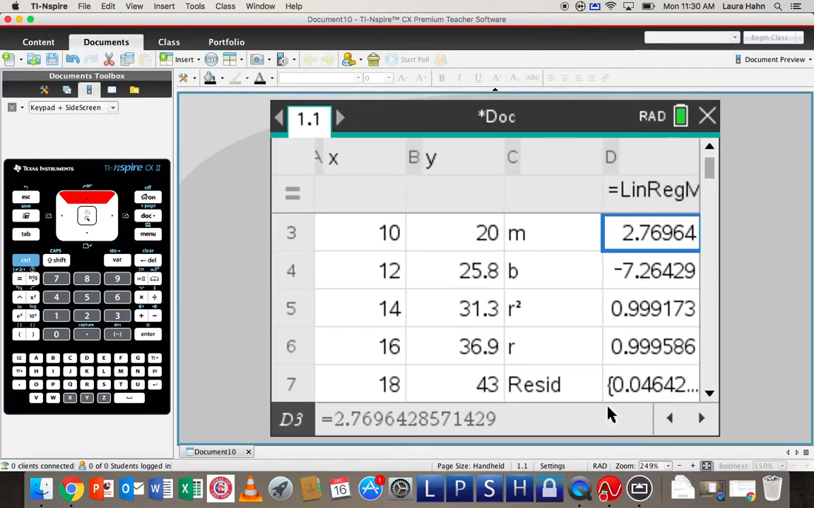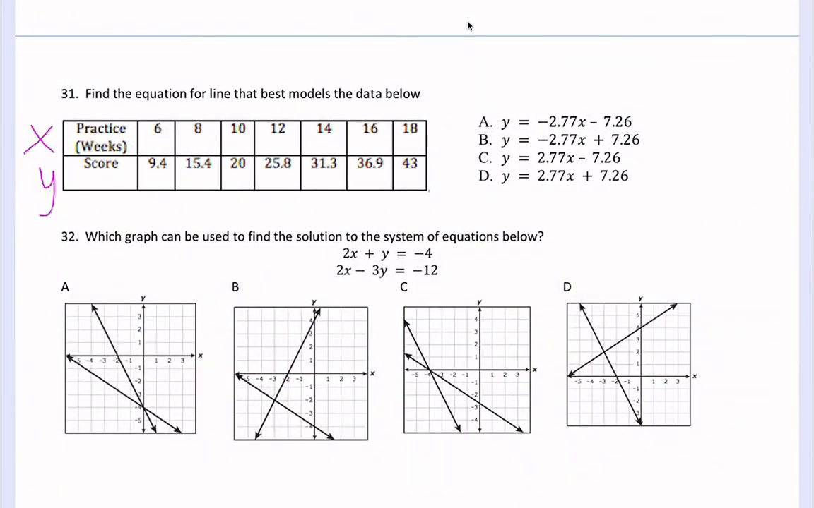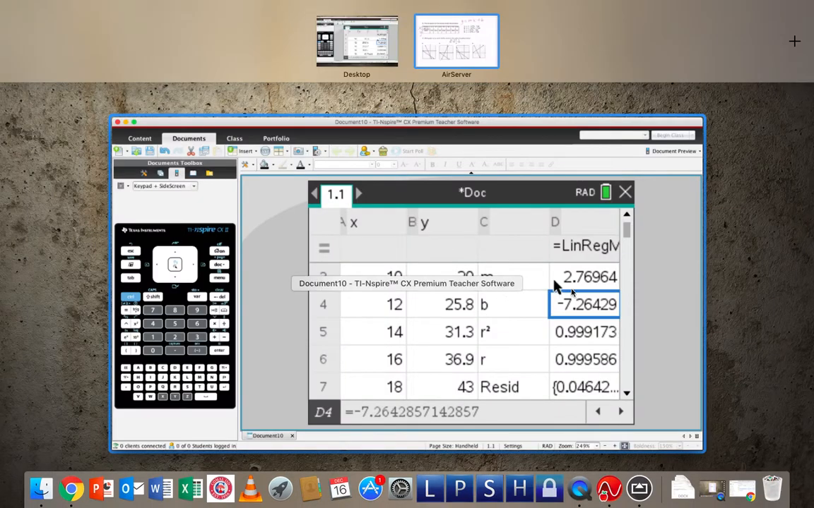All right, so now when I scroll through, I have my m, my slope, I have my b, my y-intercept. This problem was asking for the equation, so these are the only two numbers I need. So my m, my slope, and my b, my y-intercept. So remember, it's y equals mx plus b. So we know our slope was a positive 2.76-ish.